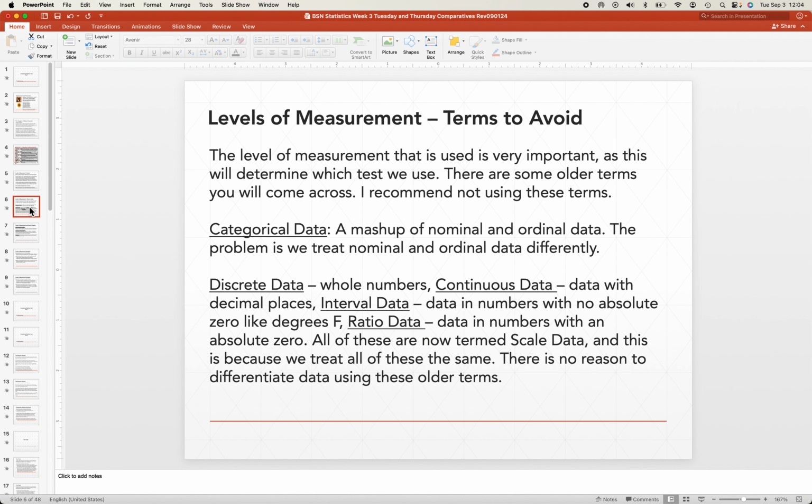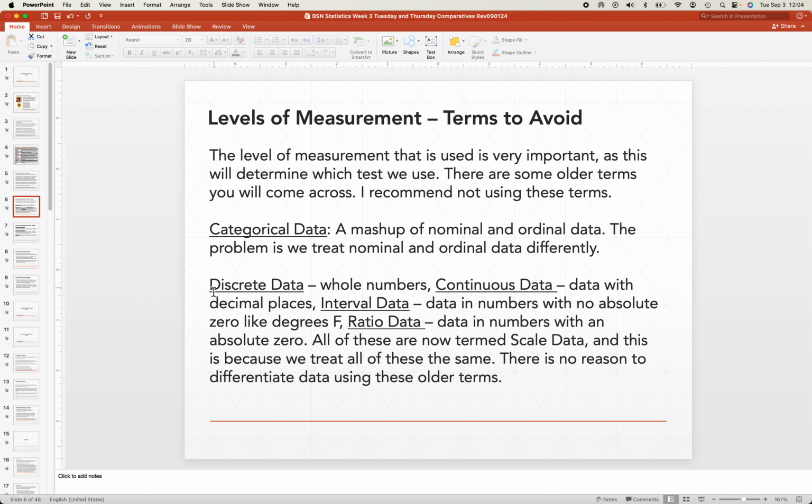These are some of the terms I think that are older. You will see them, but I try to avoid using them. And the reason why is simply because, for example, categorical data is a mashup of nominal and ordinal data. However, if we have a variable measured in ordinal data, we will use a different test than if we have that same variable measured at the nominal level. So for me, I really want to know, is it nominal or ordinal data, because that will lead to a different test, as we will see.